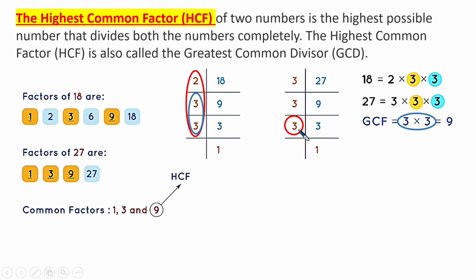So this is an extra. In an LCM you have to multiply 2 into 3 into 3 into 3. Here only 3 into 3 for GCF. So here I have written LCM is 2 into 3 into 3 into 3, this is 54.